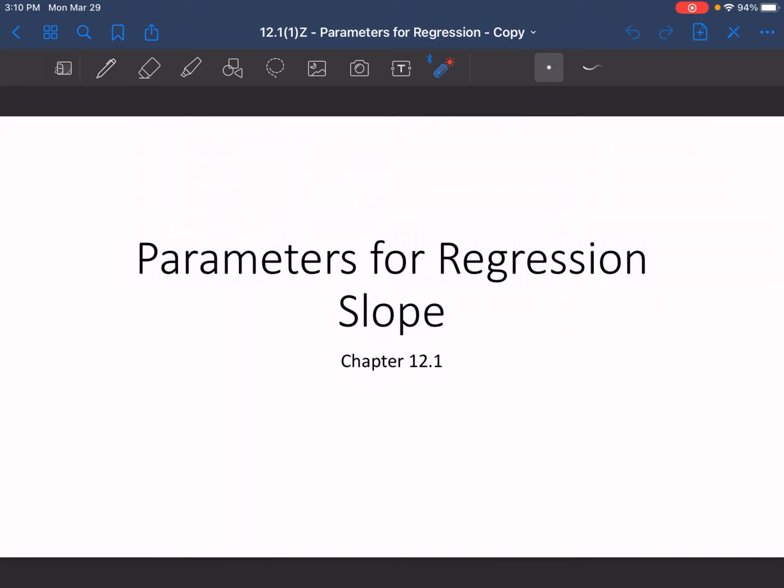All right, guys, in this lesson we're going to be looking at parameters for regression slope, and our objective here is just to check the conditions for performing inference about the slope of the regression line, and to interpret the values associated with the regression in context.